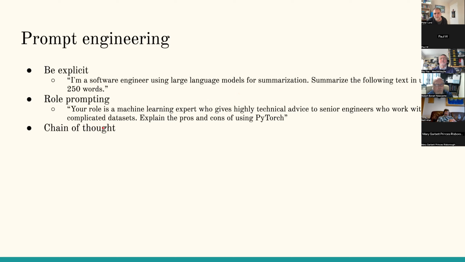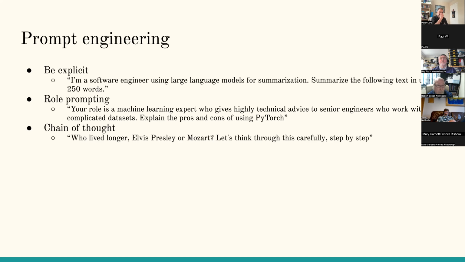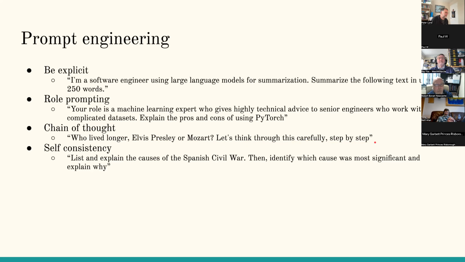You can also do a chain of thought. This is another way to carefully craft your questions. Who lived longer, Elvis Presley or Mozart? And then you add this little bit on the end saying, let's think this through step by step. And the results you get will then be more fully explained. And we'll see some examples in a minute. Self-consistency is another technique you can use in prompt engineering. So you ask your question and then you ask it to ask a second question about the answer to the first one.